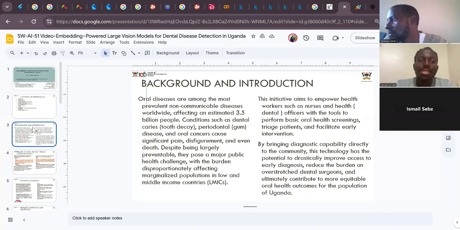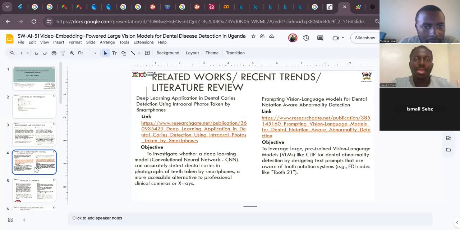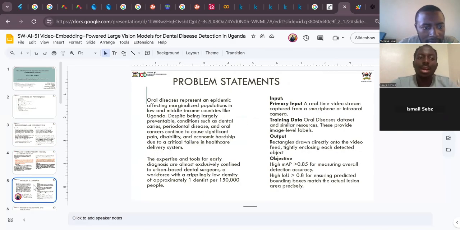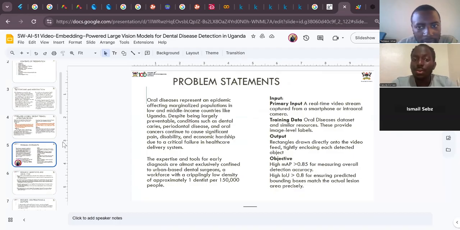So now the problem statement, I'm on slide 5. The problem statement is that oral diseases are usually overlooked, and they are becoming an issue for the future when people don't know how to take care of themselves. Like you have seen lately, people don't have white teeth.